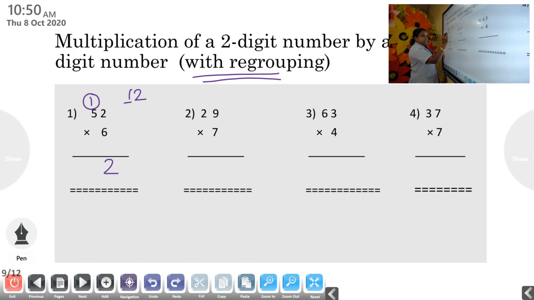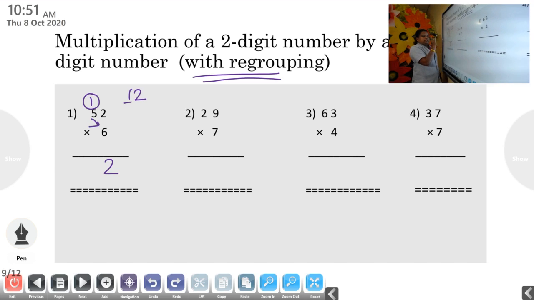First multiply the ones place by 6. 2 into 6 is 12. 2 in the ones column. Then 1 carry over to the tens place. Is it clear? Okay, then continue.